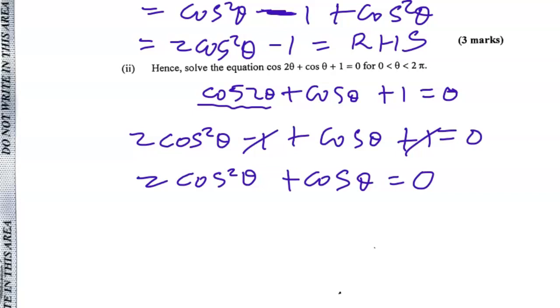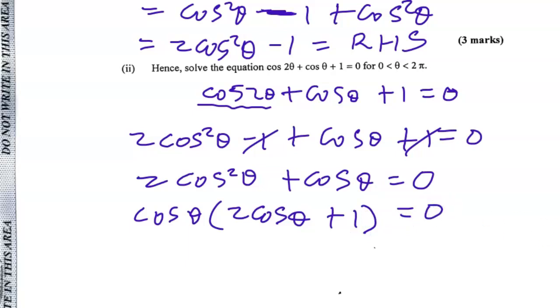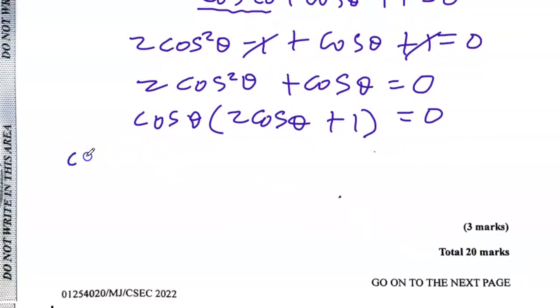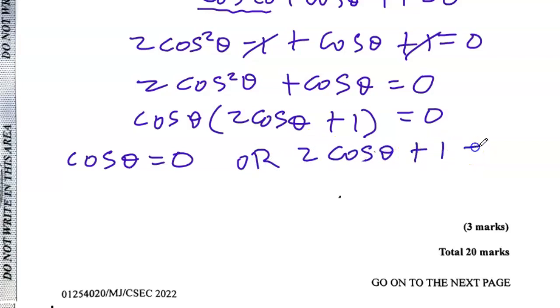And now we can factor cos theta. So we factor out cos theta, and we're left with cos theta times 2 cos theta plus 1 equal to 0. So we can equate both factors to 0. So we can equate cos theta to 0, or we can also equate the other factor, 2 cos theta plus 1, to 0. So let's solve this now.